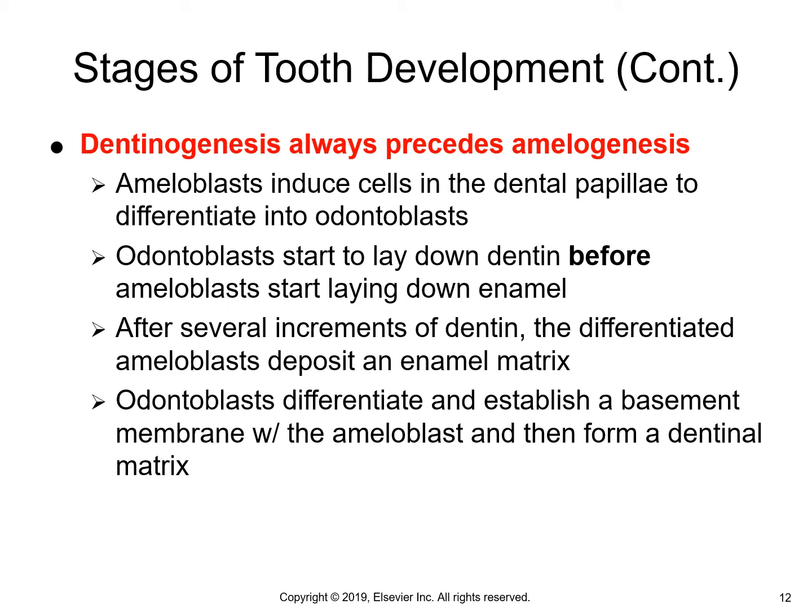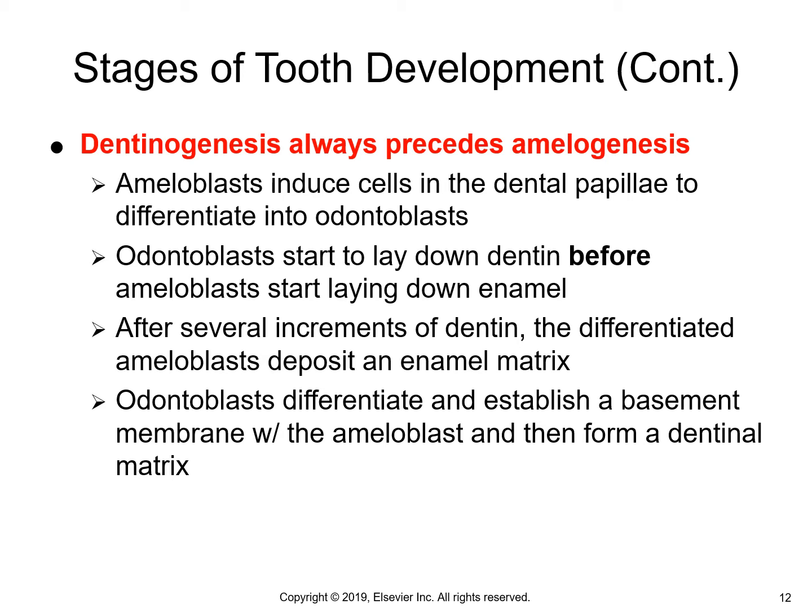Dentinogenesis always precedes amelogenesis. However, the ameloblast induces the cells in that dental papilla to differentiate into odontoblasts. So the ameloblasts kind of start the party. They're going to cause those cells that are down in the dental papilla to differentiate and become odontoblasts and start that production of the predentin. So they start to lay down dentin before ameloblasts start laying down enamel.